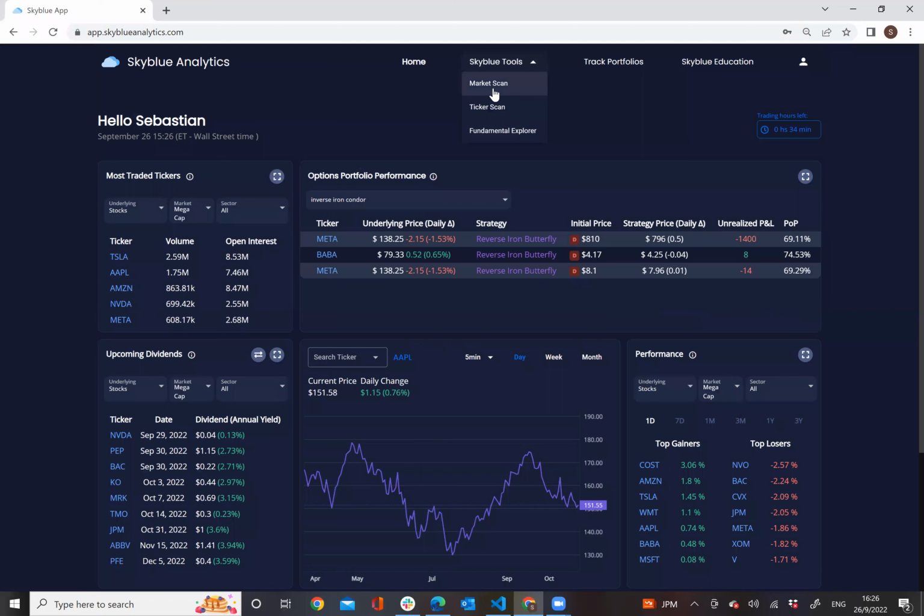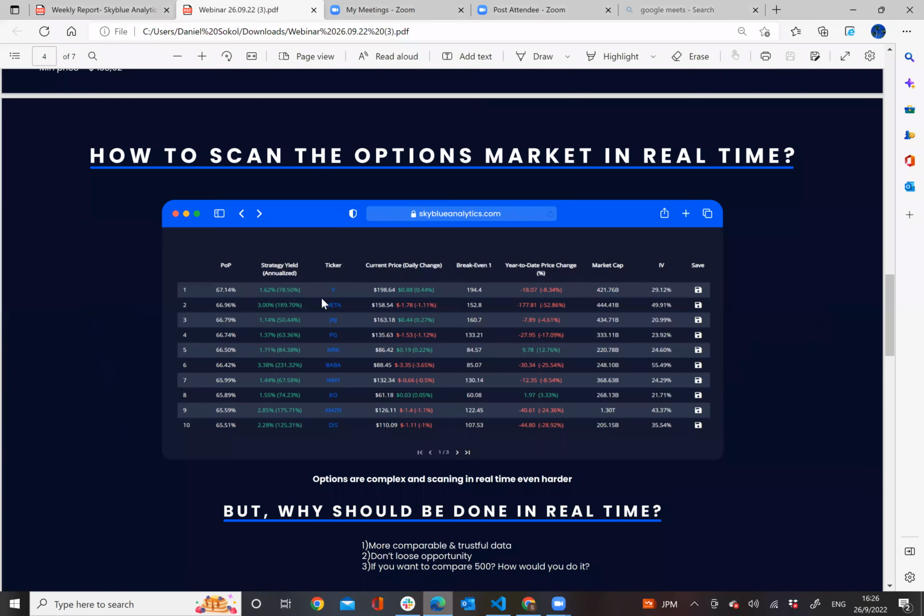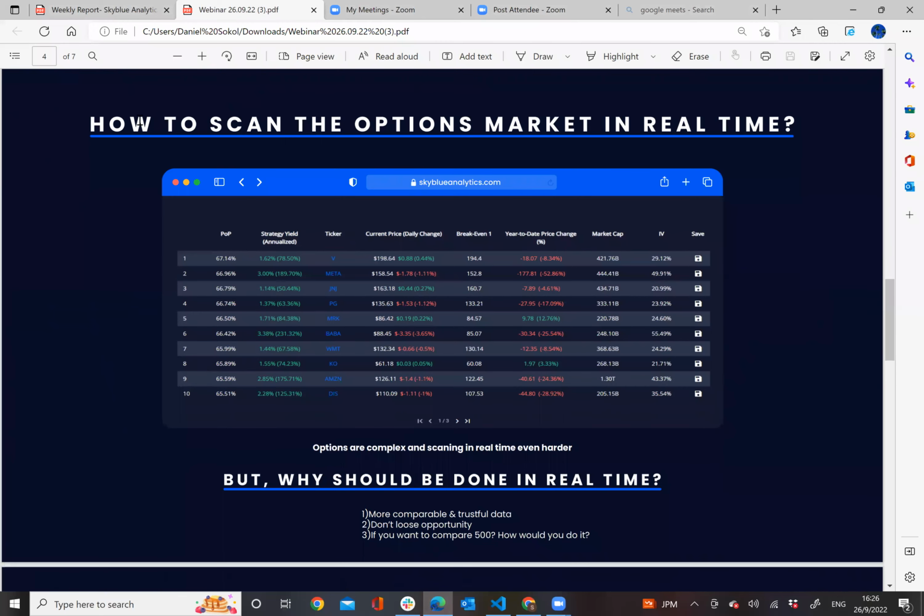So now, and this is one of the most important tools that we have, how we can scan the options market in real time. This is extremely important. Why? Because the options change and the option values, as they have a lot of strike prices, deciding in which one you have to invest is extremely difficult.